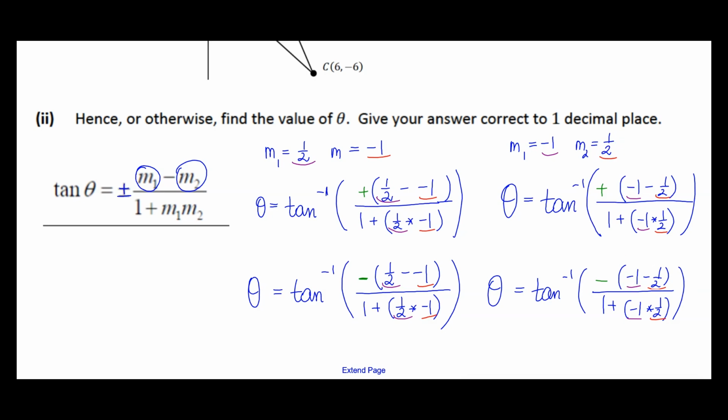Now, the problem is that whichever version we put in our calculator, we are going to get the value of tan of the slope 71.56 or minus 71.56. So both of them are acute angles. So why are we not getting an obtuse angle?